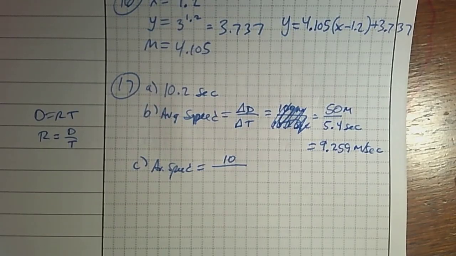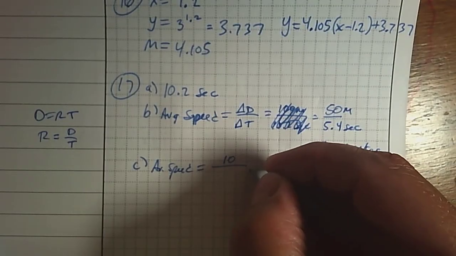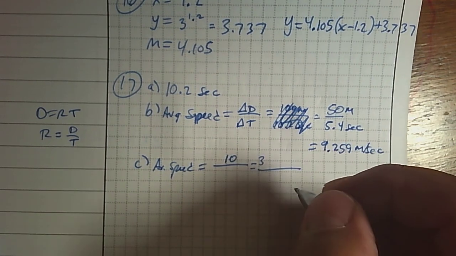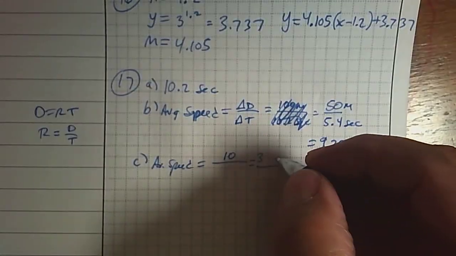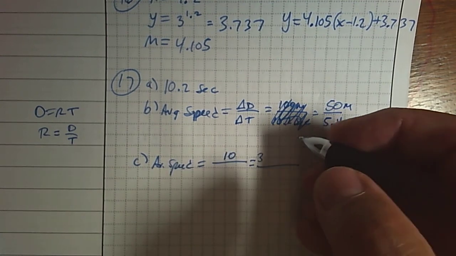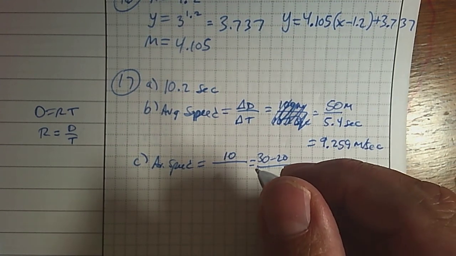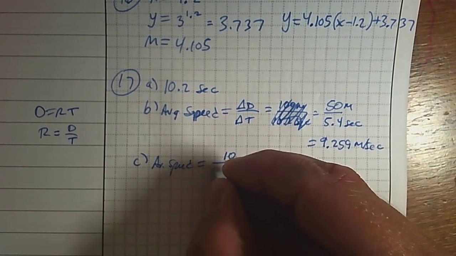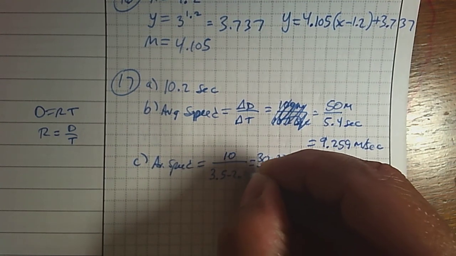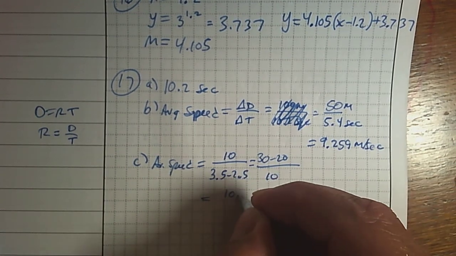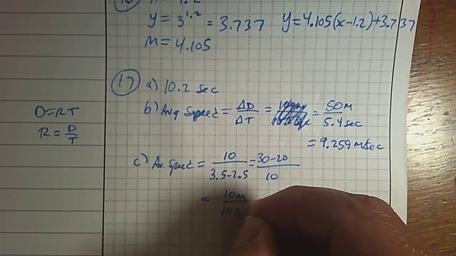So if you like, you can set this up as a slope formula. If you set this up as a slope formula, you'd have 2 points. From 20 to 30, it'd be 30 take away 20. That's where 10 comes from. And time would be 3.5 take away 2.5. Units are important. So what we have is 10 meters over 10 seconds.